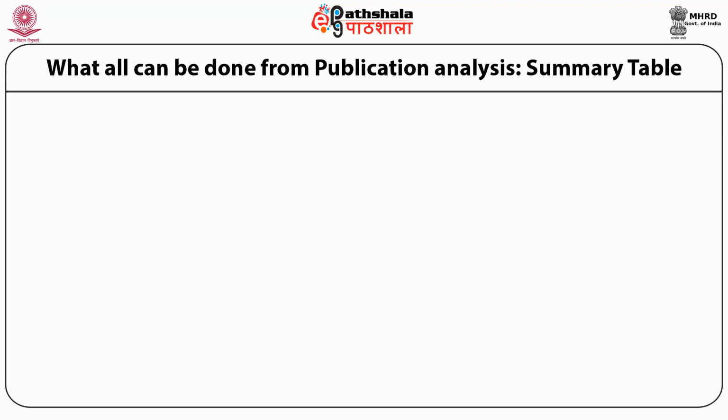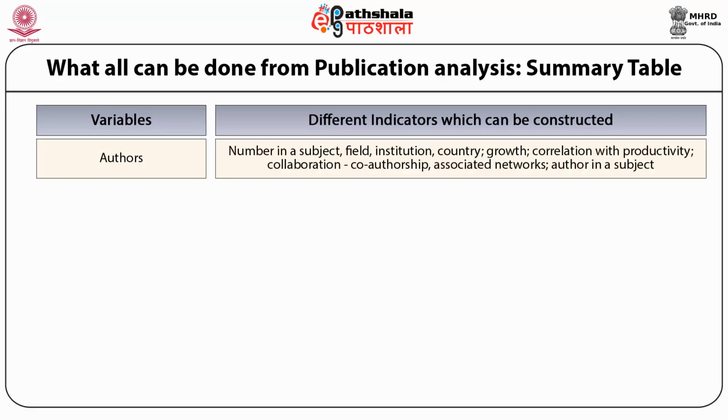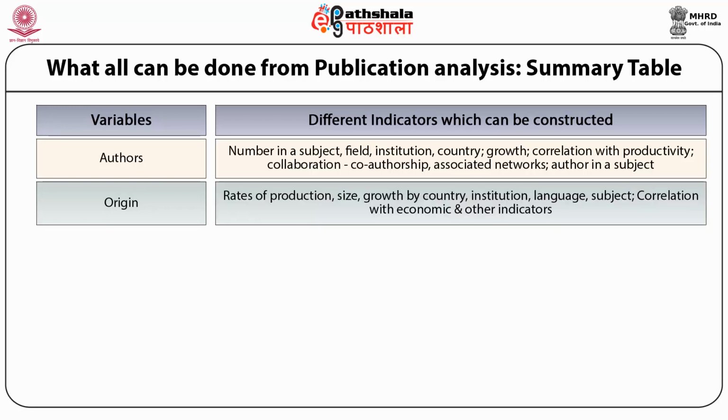Here we are giving a summary table of what all can be done from publication analysis. Authors: different indicators can be constructed using that. Number in a subject field, institution, country, growth, correlation with productivity, collaboration, co-authorship, associated networks, author in a subject. When we take origin as a variable, we can capture rates of production, size, growth by country, institution, language, subject, correlation with economic and other indicators.